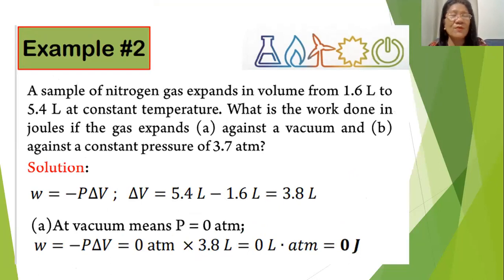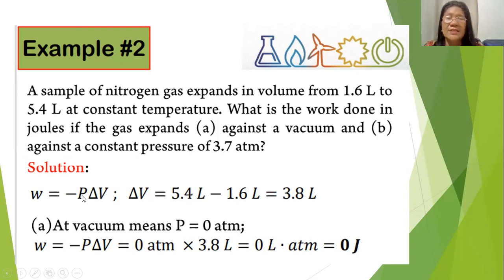Okay. Another example. Here it is, a sample of nitrogen gas expands in volume from 1.6 liter. This is an application of pressure volume work. A sample of nitrogen gas expands in volume of 1.6 liter to 5.4 liters. So this is the initial volume. This is the final volume and at constant temperature. Meaning gani kag constant temperature, this will be our formula. So what is the work done on the joule?